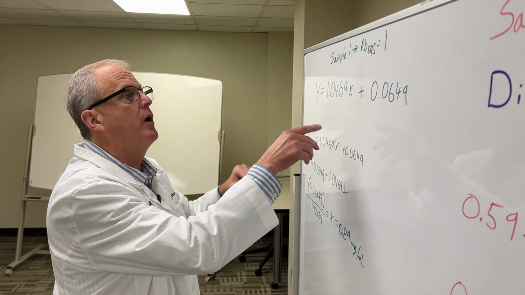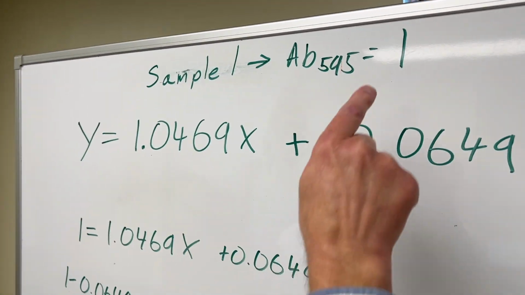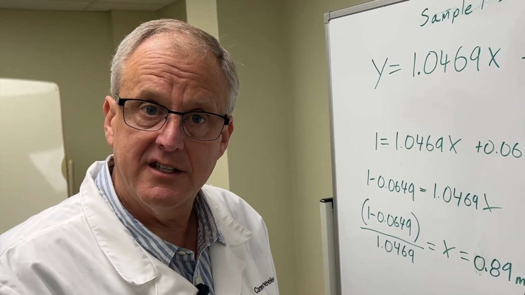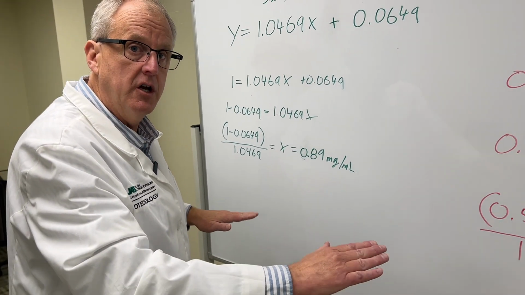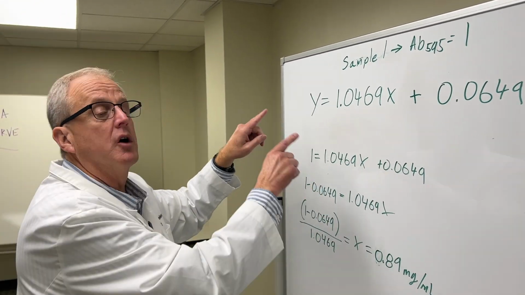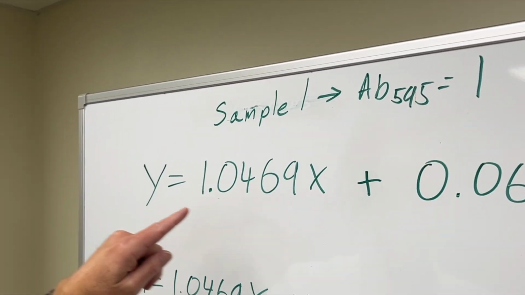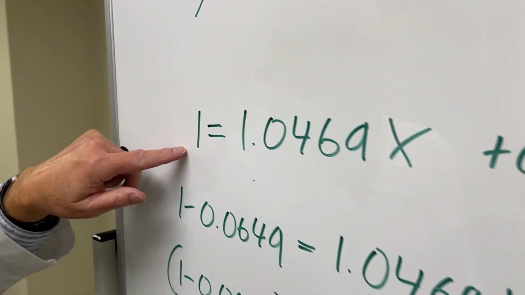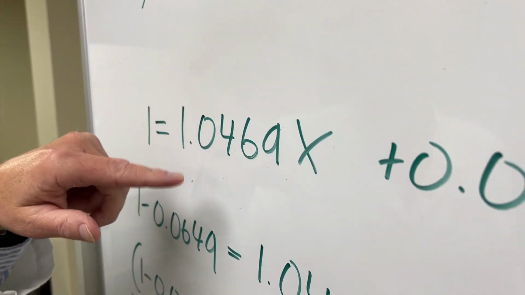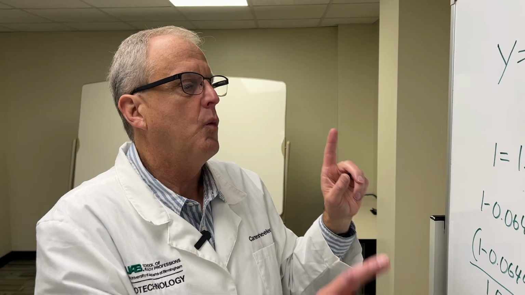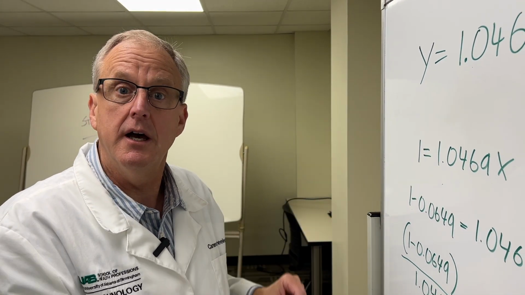Sample 1. Sample 1 has an absorption at 595 of 1. And you're going to go, great. Now what? Now remember, x-axis was our concentration. Y-axis was our absorption. This is an absorption value. We will use our line equation, put 1 in for y because it's absorption, and we're going to plug it into this equation. Look, I have already done this. 1 equals 1.0469x plus 0.0649. We are going to solve for x because x is what we're trying to determine, concentration.